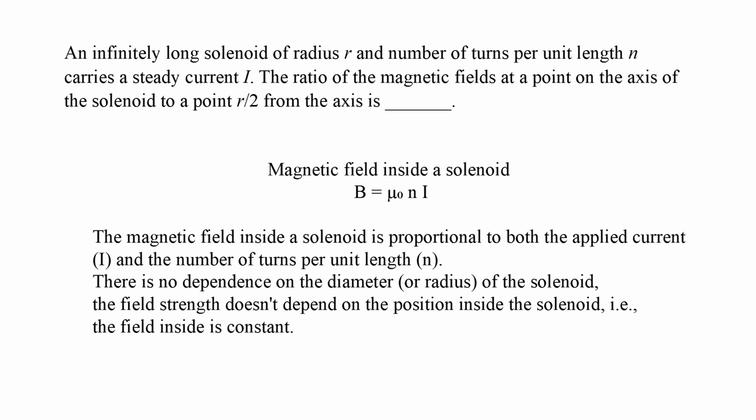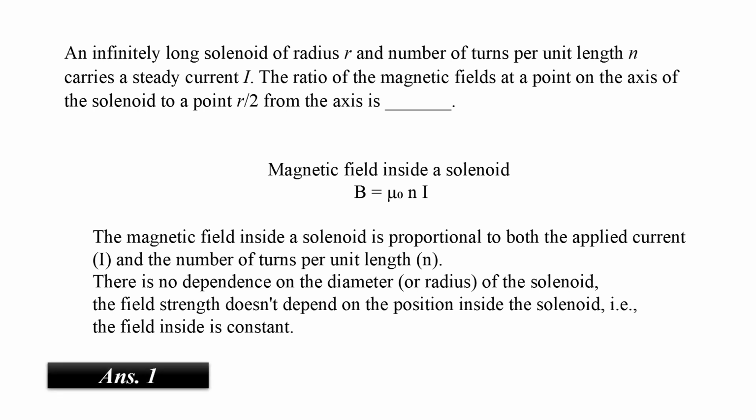Now, the formula for magnetic field inside the solenoid is B is equal to mu naught n I. So the magnetic field is proportional to the applied current I and the number of turns per unit length n. So you can see here that there is no dependence on the diameter or the radius of the solenoid. So the field strength does not depend on what position it is inside the solenoid. The field inside the solenoid is constant.